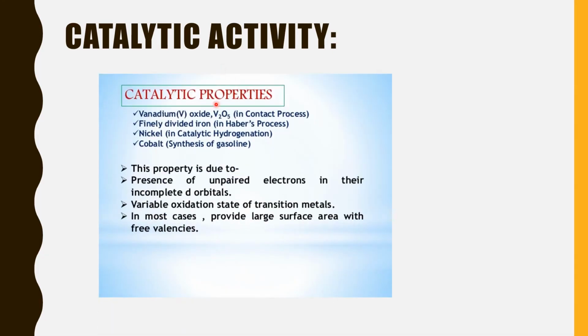And then the next category is catalytic activity. D block elements possess catalytic activity. Now let's see in detail. Vanadium is a d block element. Vanadium pentoxide is used in the contact process, and finely divided iron is used in Haber's process, and nickel is used in catalytic hydrogenation, and cobalt is used in the synthesis of gasoline.